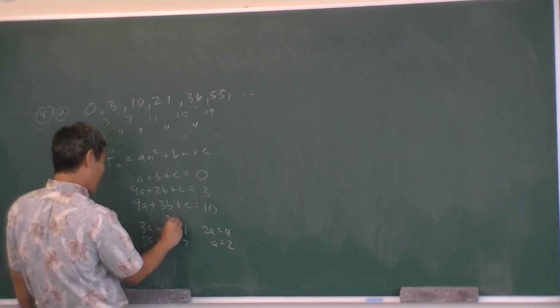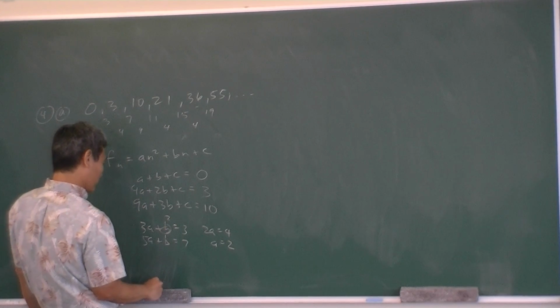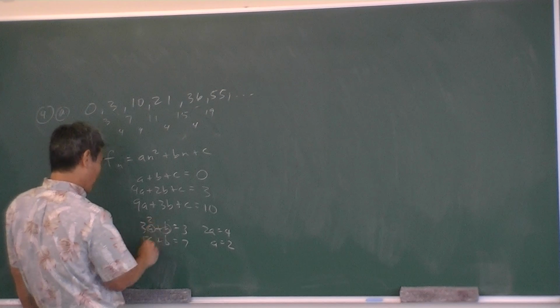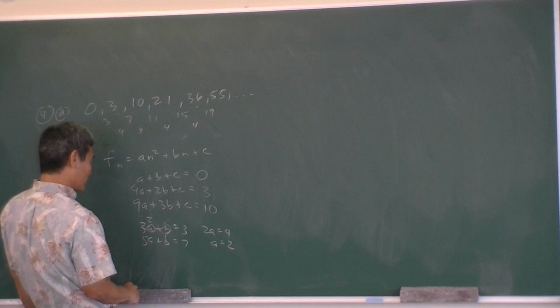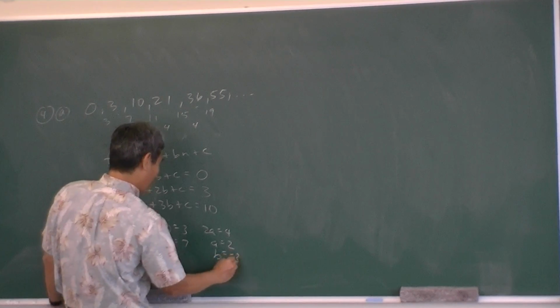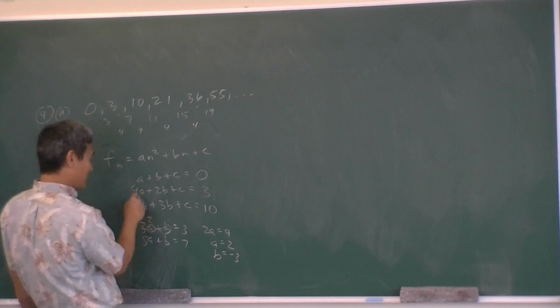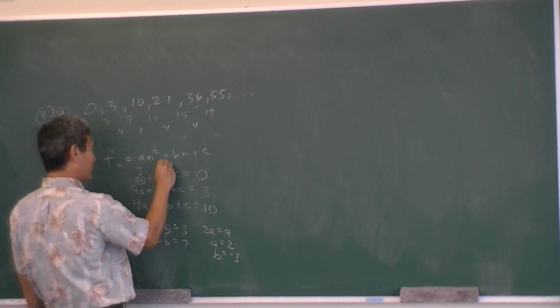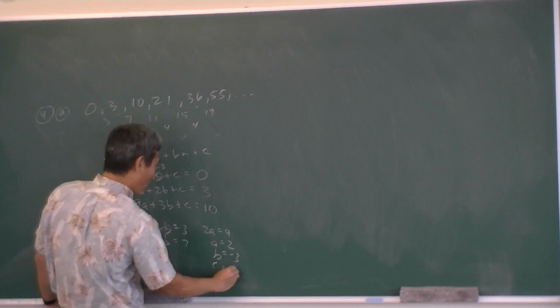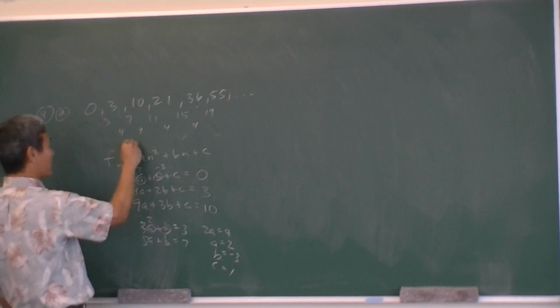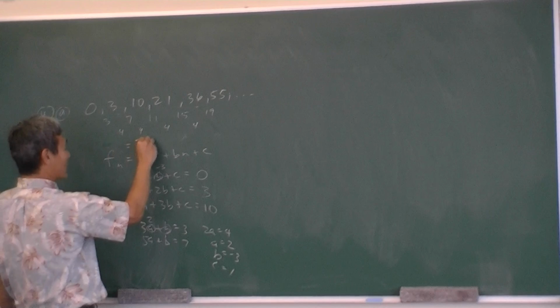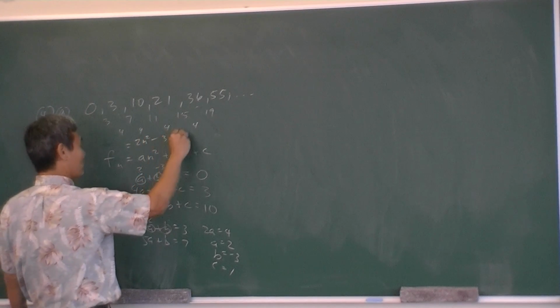Plug it back into there, so you get b equals, what? Plug it in there, b equals -3. And then plug these 2 back into one of these, probably this one, 2, -3, c is 1. Therefore, the explicit formula for this sequence is going to be 2n squared minus 3n plus 1.